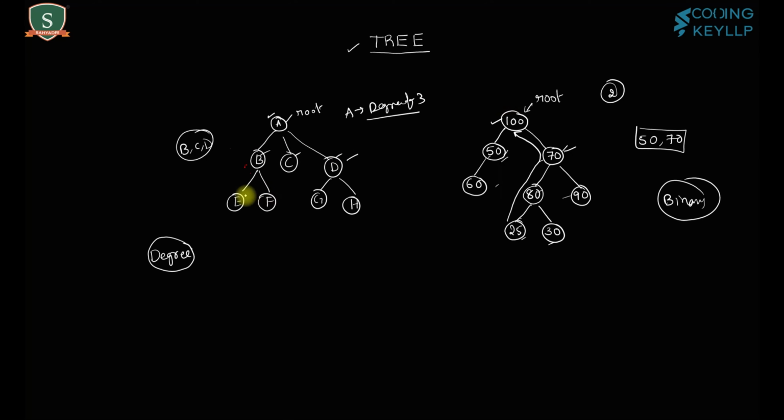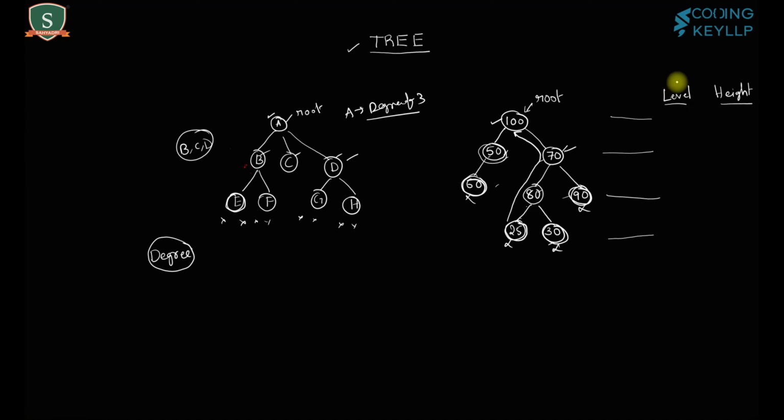Leaf node. A node that does not have any children is a leaf node. For example, 60 here is a leaf node, 25 is a leaf node, 30 is a leaf node, 90 is a leaf node. 80 cannot be a leaf node because it has 2 children. 50 cannot be a leaf node because it has 1 child. Internal nodes. Except the leaf nodes, all the other nodes are internal nodes.